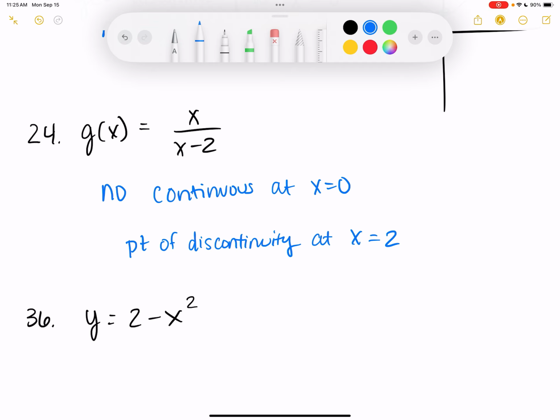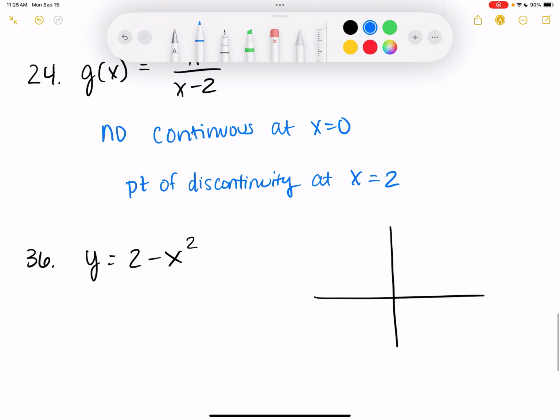A normal parabola looks like this, correct? An upside down parabola looks like this. This one is shifted up 2 because it's not inside with the x, so it's shifted up 2. So that means that my parabola is now right here. Okay, so this is my final graph.